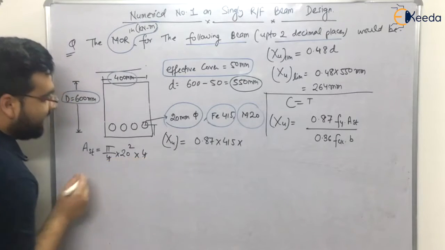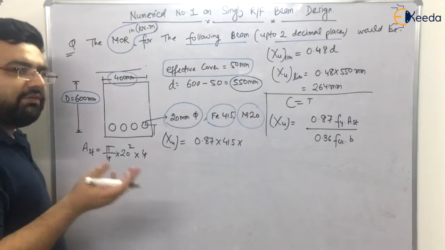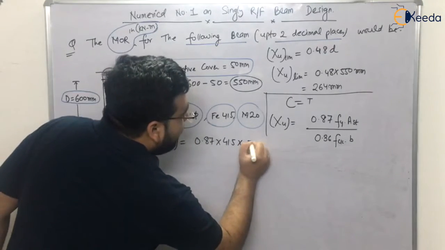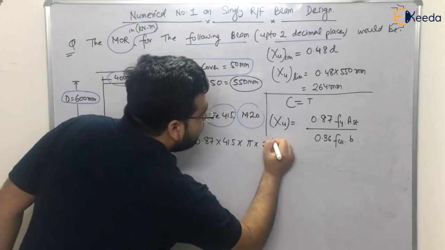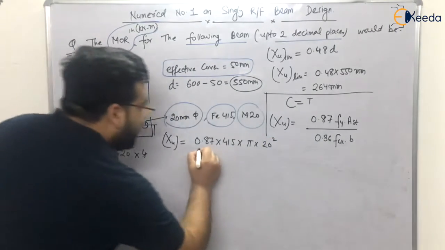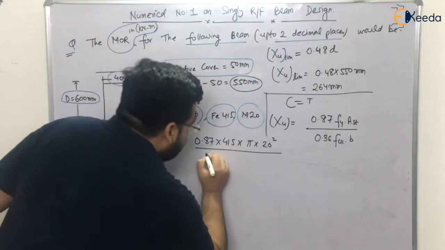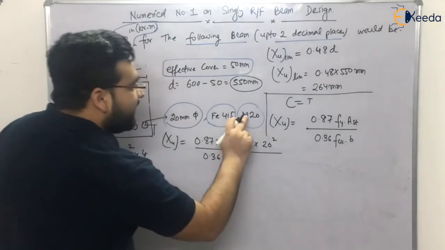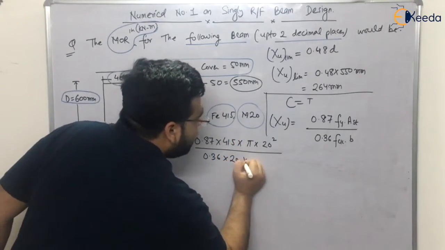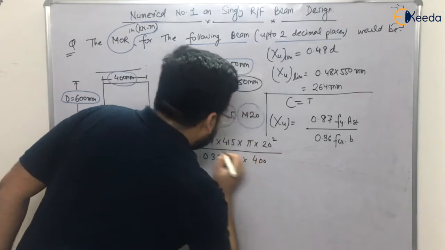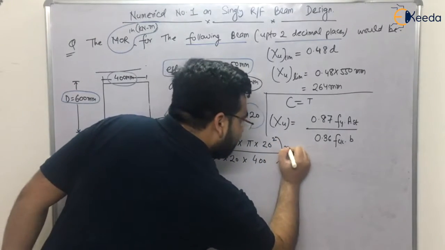The 4 gets cancelled out. So the area of steel is equal to pi into 20 square, because the 4 got cancelled, divided by 0.36 into FCK, which is 20, into width of the section, 400. This you will get in mm.